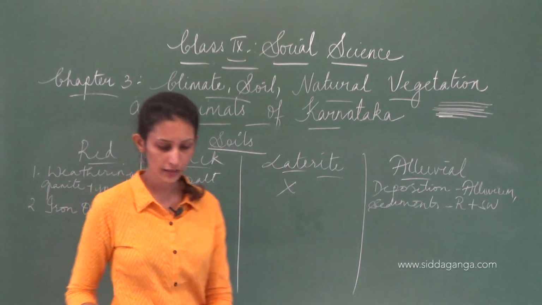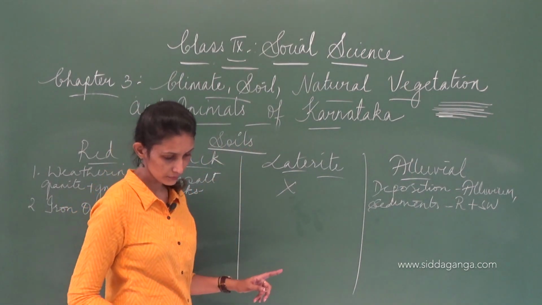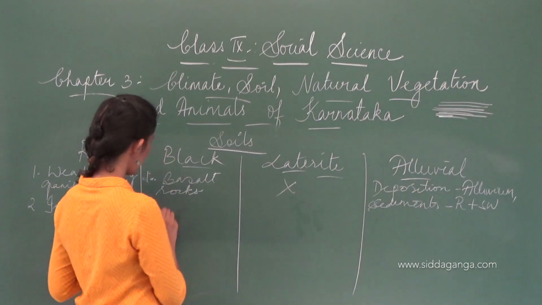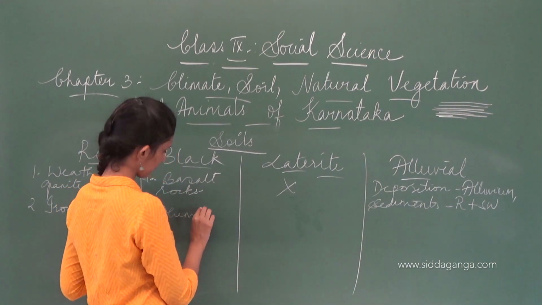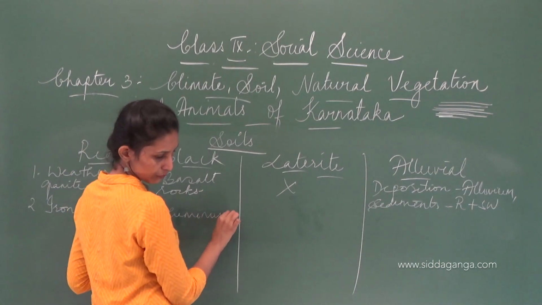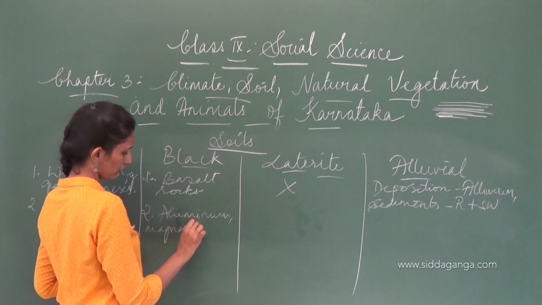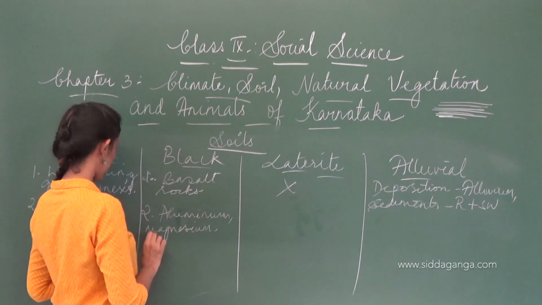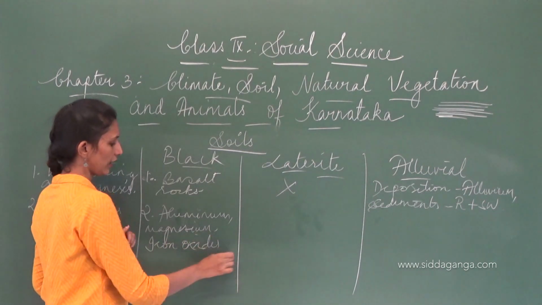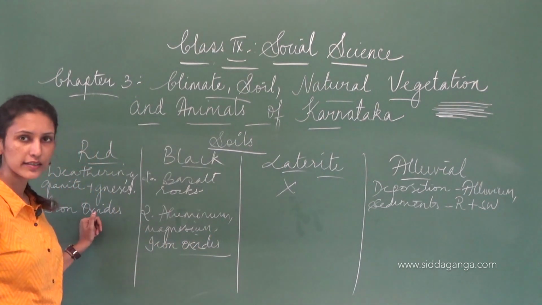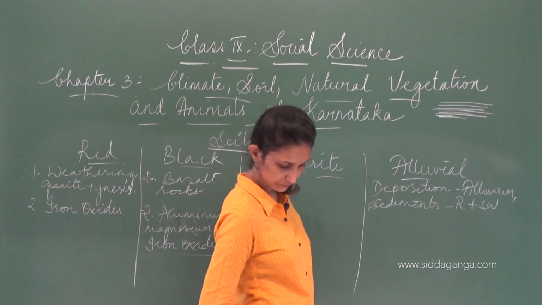What does this contain? Write it like that. If you are writing as I am doing, well and good. Here aluminium, magnesium and iron oxide. Now see here, iron oxide here and iron oxide here is the same, so you can remember easily. What does laterite soil contain?